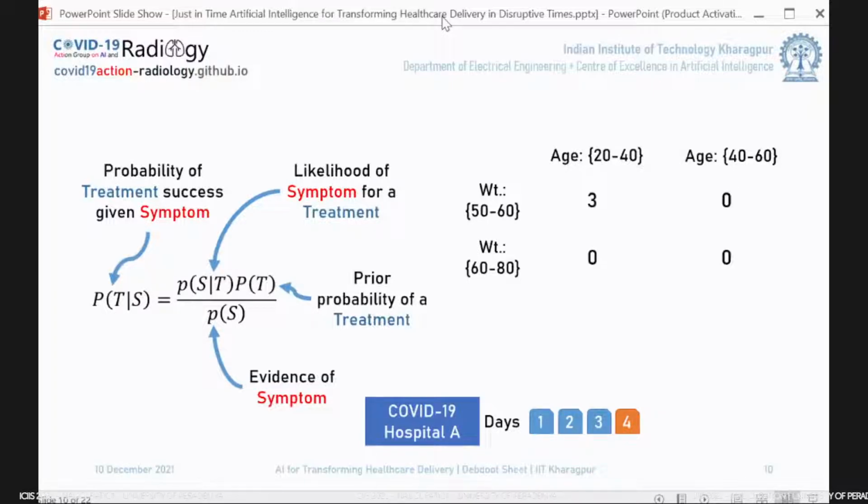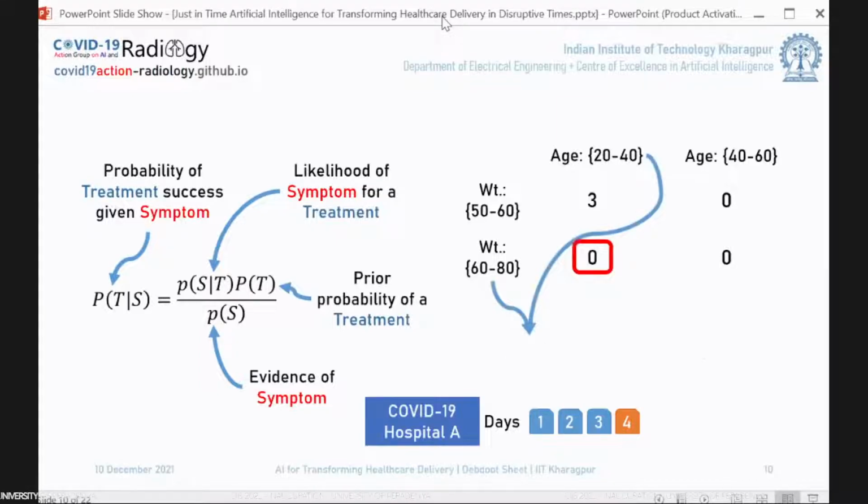So what I see is that on the fourth day, based on my observations on the first 3 days, all of my patients who turned up to me were in the age group of 20 to 40 and in the weight of 50 to 60. I did not have any patient of any other weight or age group over here.